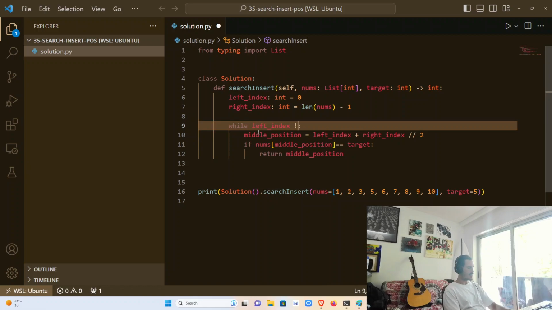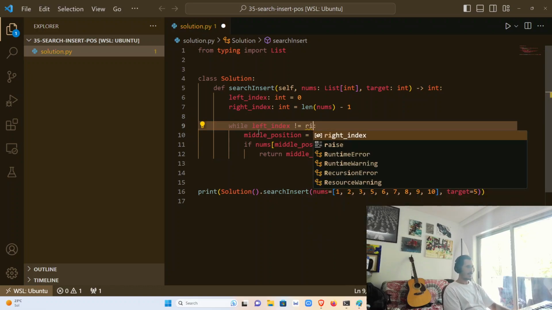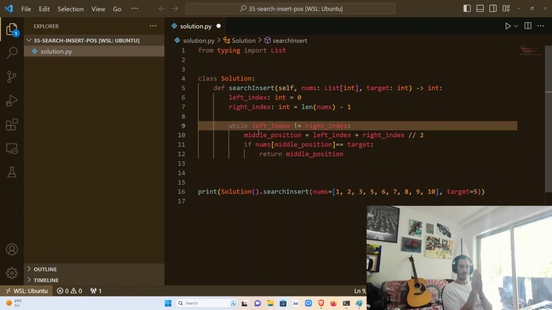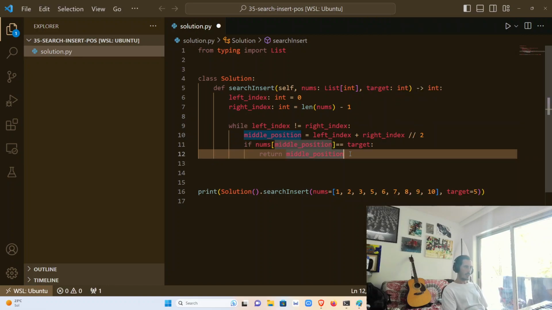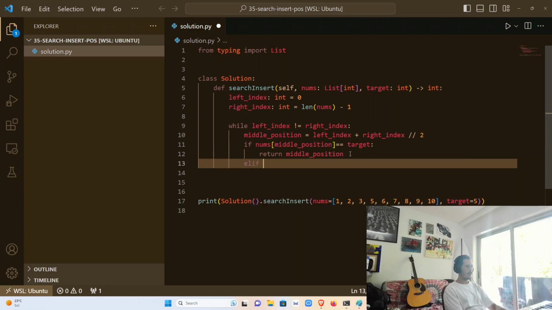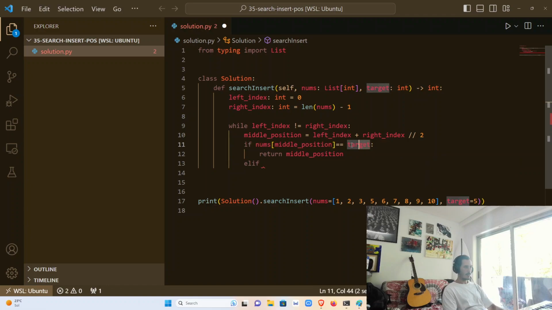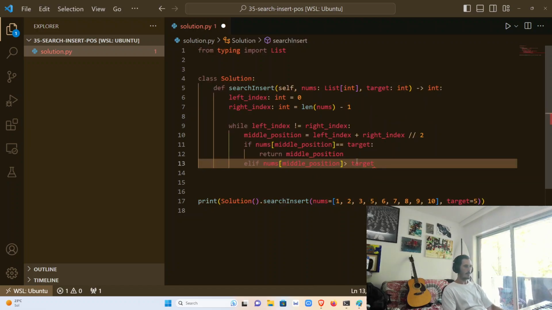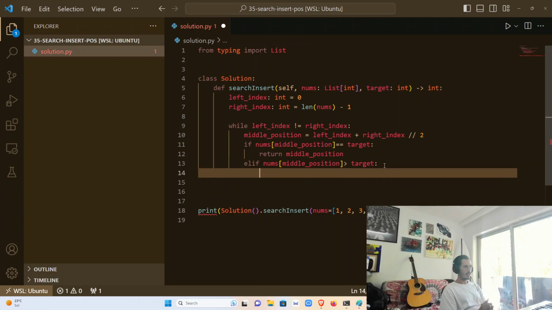So while left index is different than right index, because once they meet, we know for sure that that's the position where the target should go. So if it's not equal, then else if the number in this middle position is bigger than target, then we want everything that is to the left.